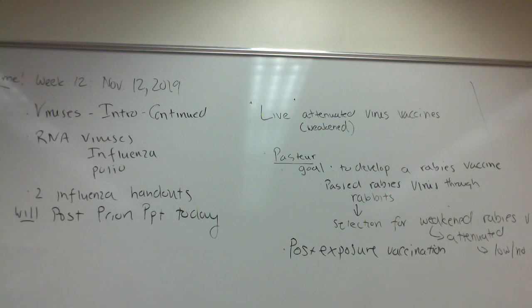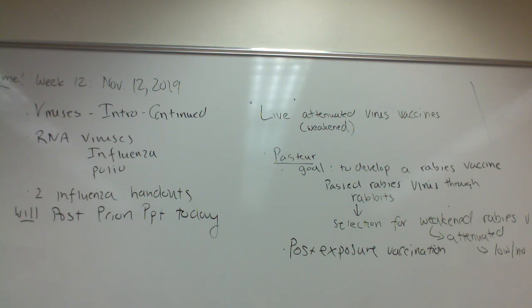So it's possible that because a rabies virus first replicates where it's inoculated, and then slowly it makes its way into the central nervous system and to the brain, it might be because of this slow movement from the site of infection to the central nervous system.